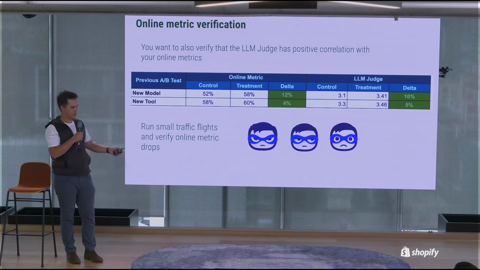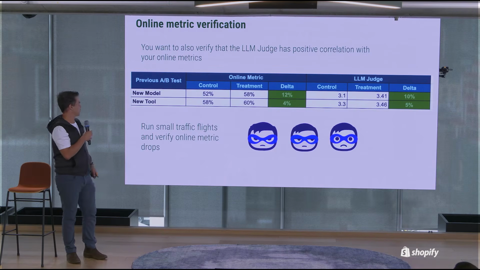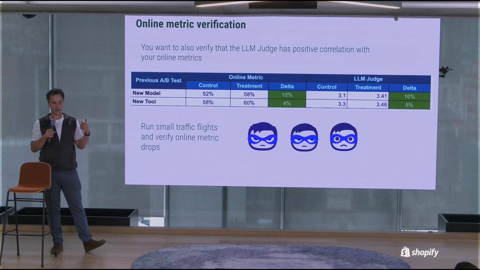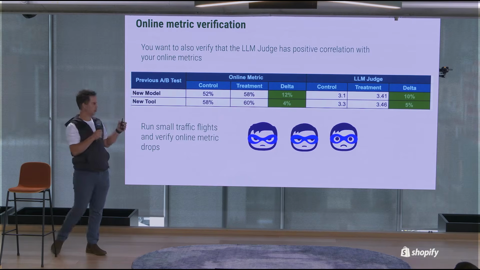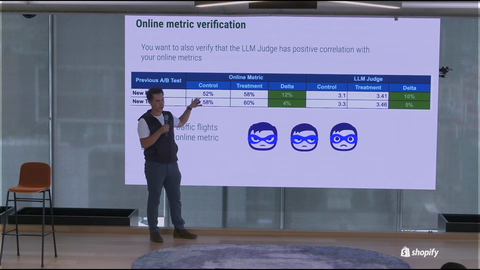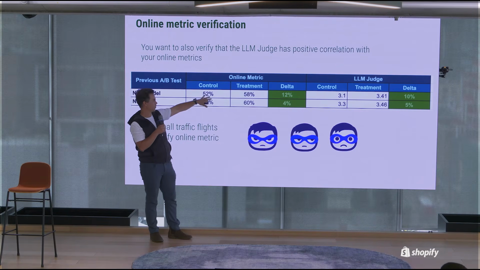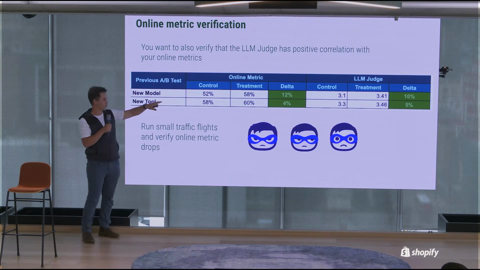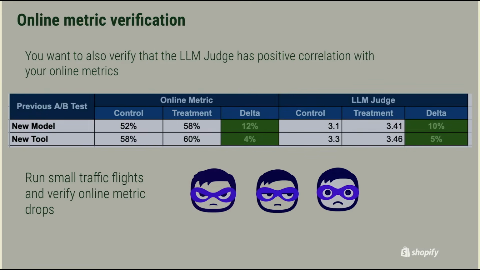And then on top of that, you have online metric verification. So you also want to verify that the LLM Judge is working on past data. If you ran A/B tests in the past, you can look at these old tests and look at your metrics here. These 3 columns would be something that's already happened. So I ran an A/B test. I have my control and treatment, and my new model had an increase of 12%, and my new tool had an increase of 4%. These are 2 different A/B tests.